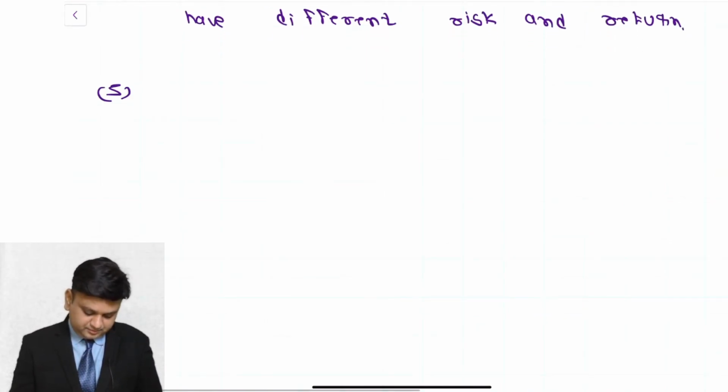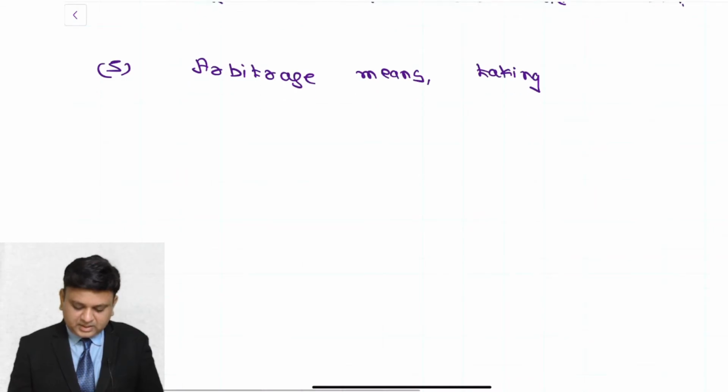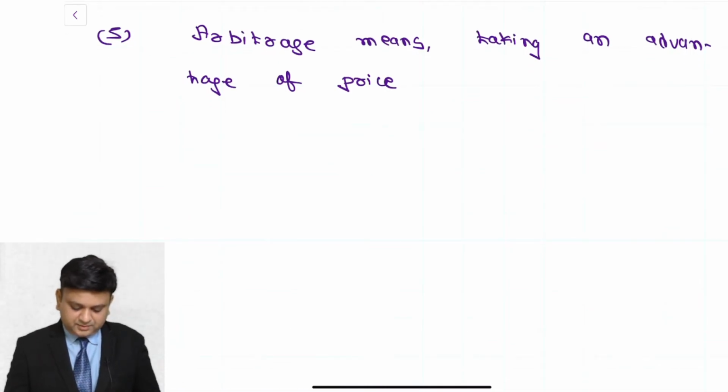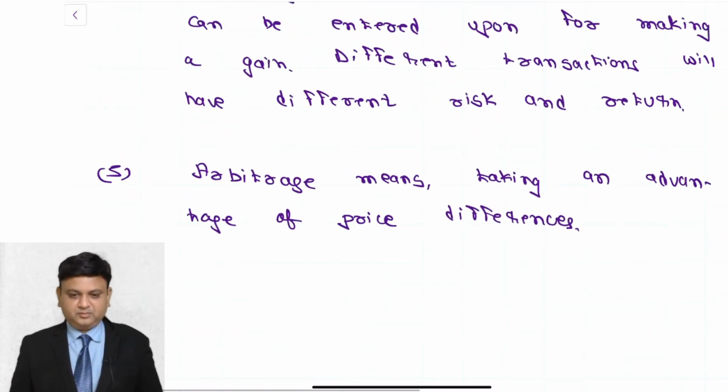Fifth point, arbitrage means taking an advantage of price differences. What is that? I'll explain that to you later on.